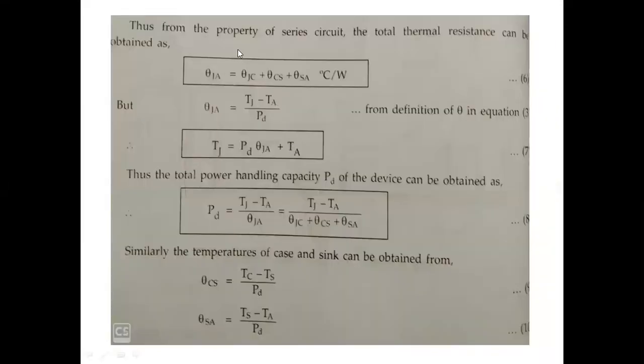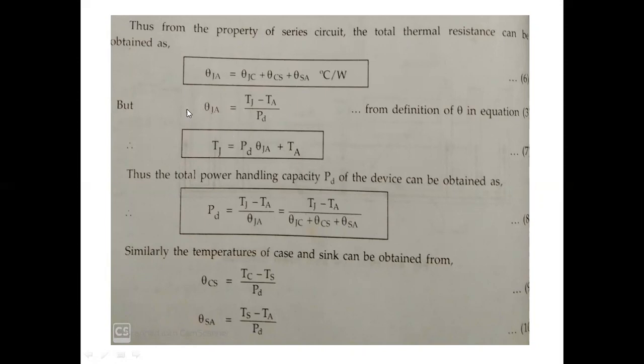And next, from the property of a series circuit in the above circuit, the total thermal resistance can be obtained as theta Ja is equal to theta Jc plus theta Cs plus theta Sa. The total thermal resistance from junction to ambient can be represented as thermal resistance from junction to case plus thermal resistance from case to sink, that is heat sink, plus thermal resistance from heat sink to ambient, that is surroundings. So it is in the form of degree centigrade per watt.